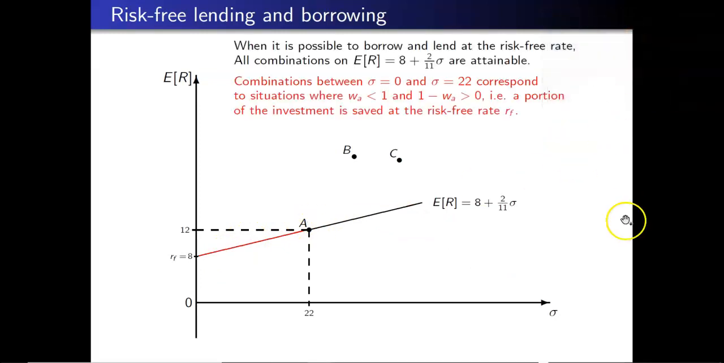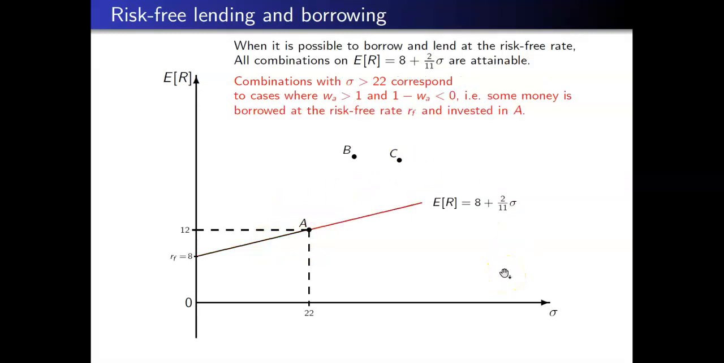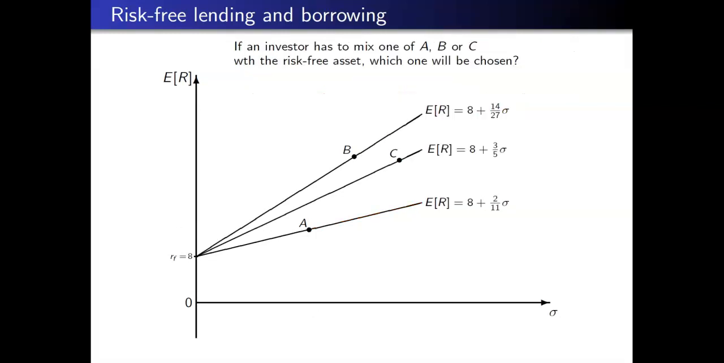So below, on the left hand side of A, some of the money is saved at the risk-free rate. On the right hand side of A, we borrow at the risk-free rate to invest even more than what we own in A. And if we do the same with B and C, these are all the possibilities.